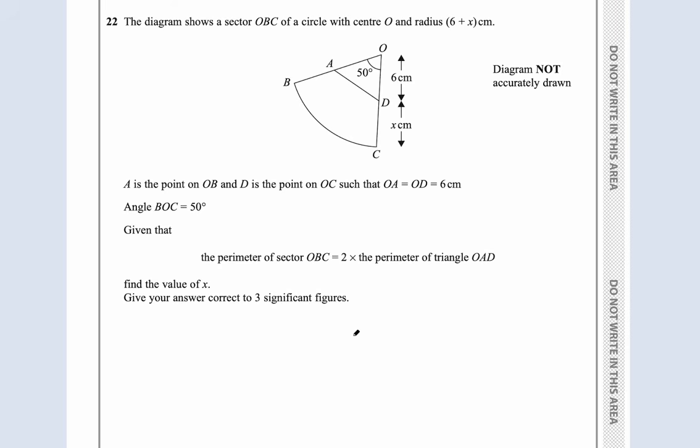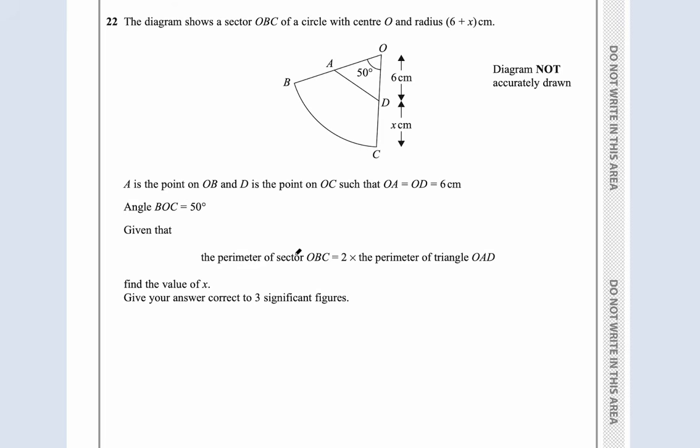Question 22. The diagram shows a sector, OBC, of a circle. Center O, radius 6 plus x. A is the point on OB and D is the point on OC, such that OA equals OD equals 6. Angle BOC is 50 degrees.